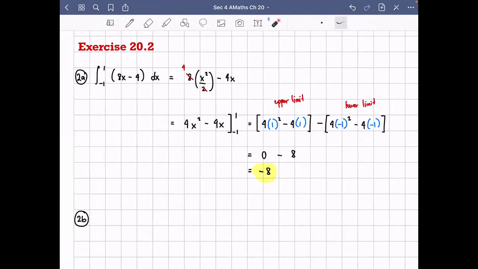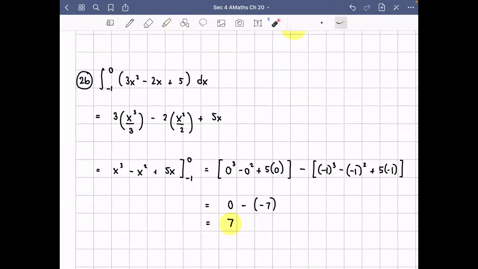So let me explain this again. Basically you get the antiderivative of 8x minus 4, so I got 4x squared minus 4x. And then getting the upper limit minus the lower limit. The upper limit is 4 times 1 squared minus 4 times 1. Minus, for the lower limit, 4 times negative 1 squared minus 4 times negative 1. So answering that, your answer is negative 8.